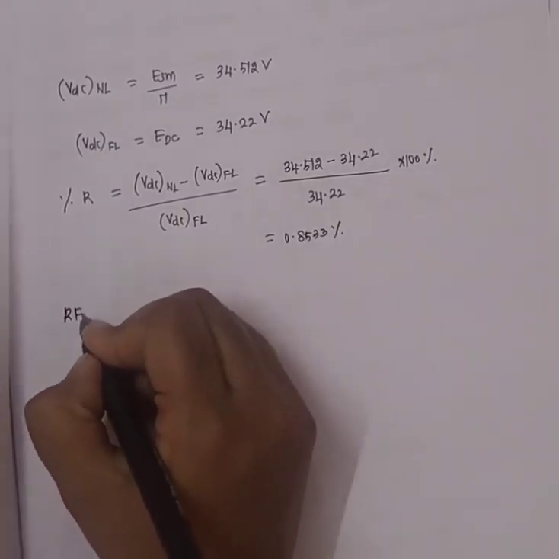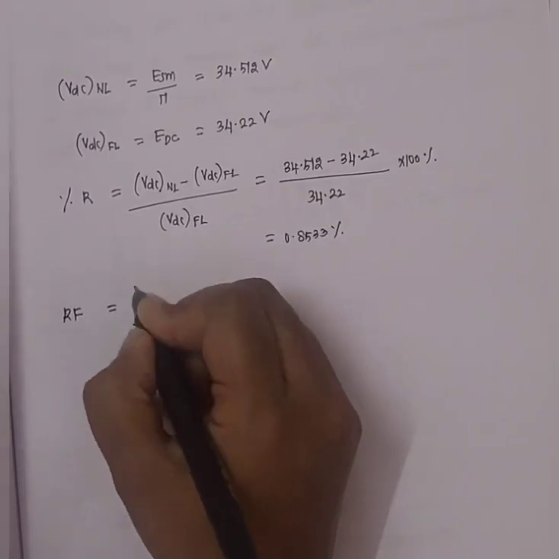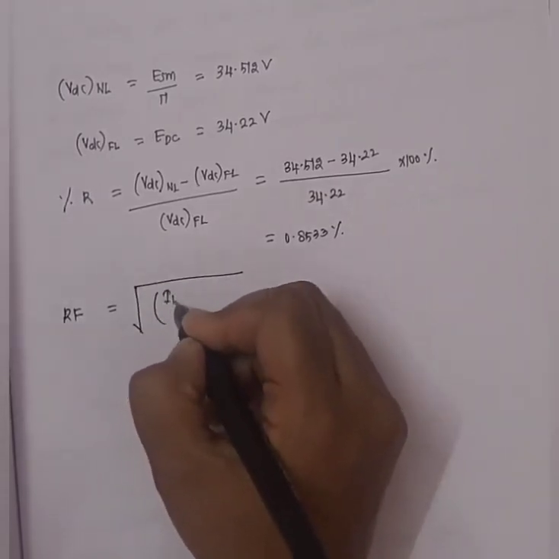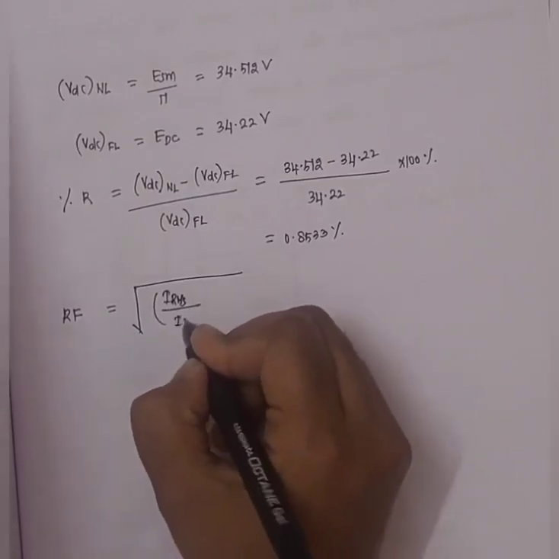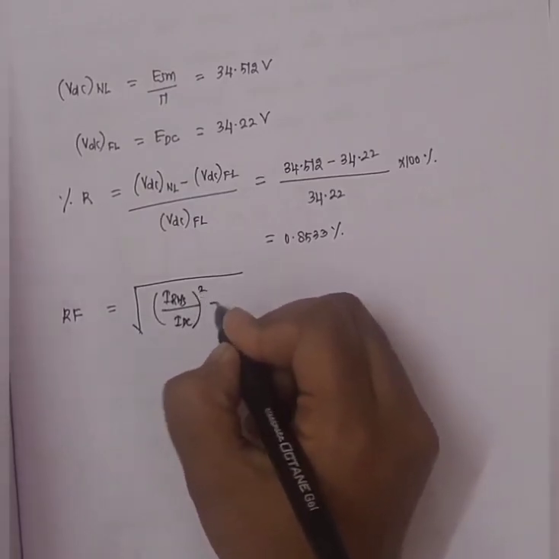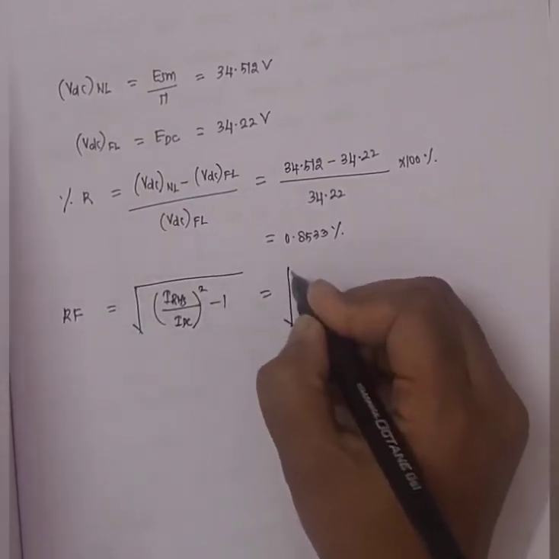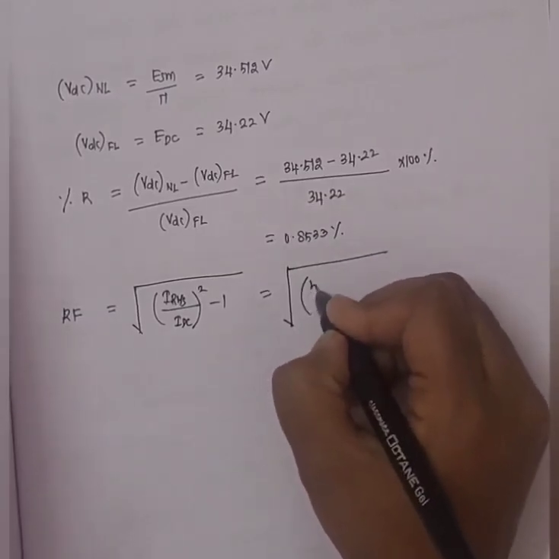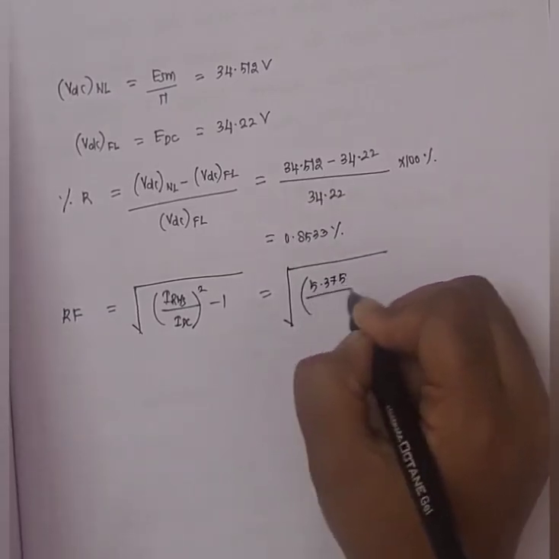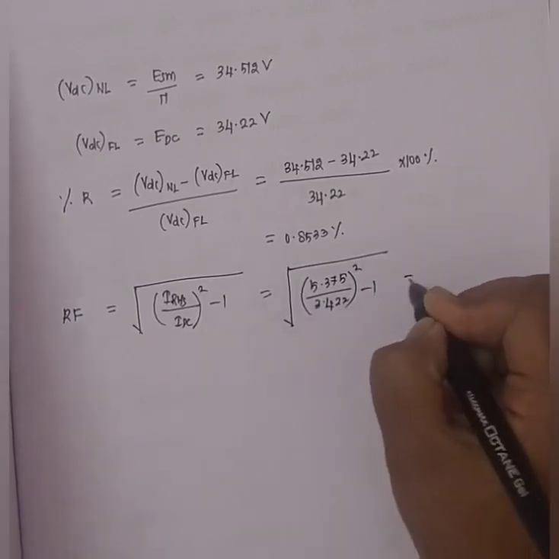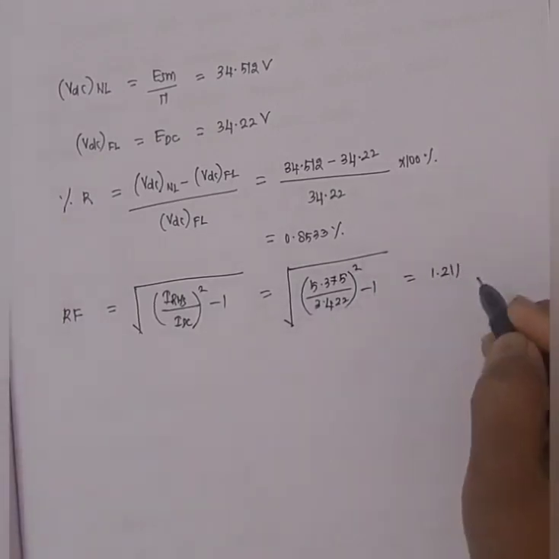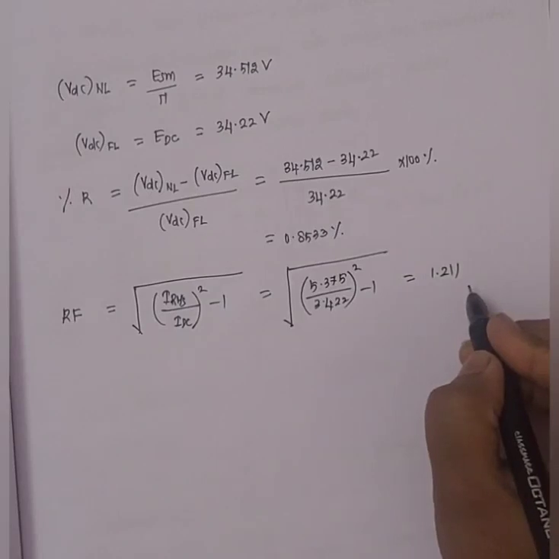Finally, we can calculate the value of the ripple factor. The ripple factor RF is nothing but the square root of the quantity I RMS divided by IDC, the whole square, minus 1. Substituting these values, we will get square root of 5.375 divided by 3.422, the whole square, minus 1, which is 1.211. So this is the value of the ripple factor.